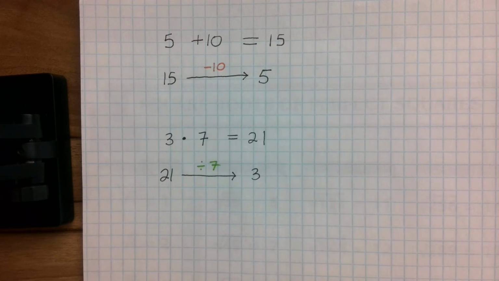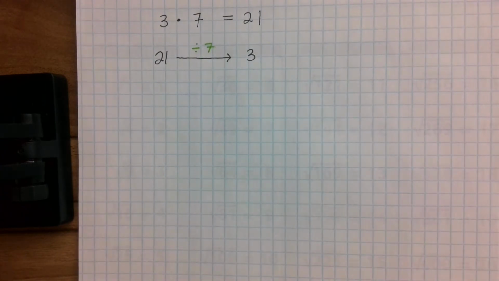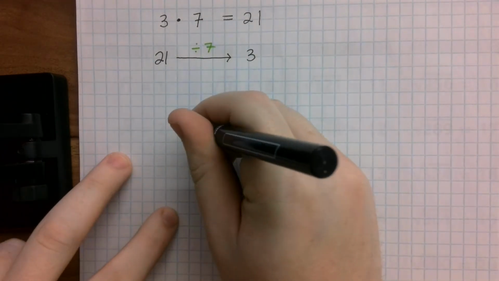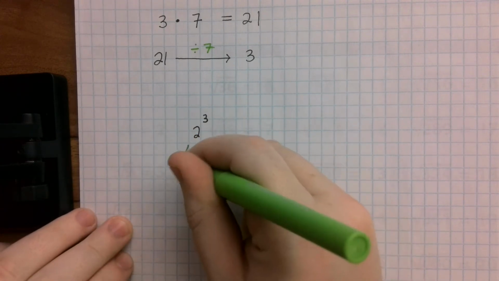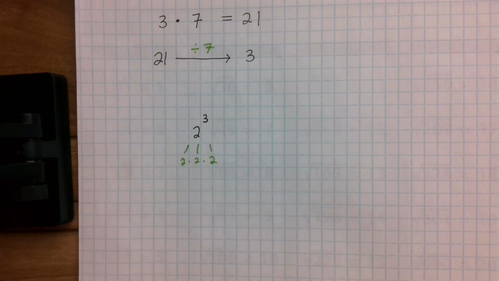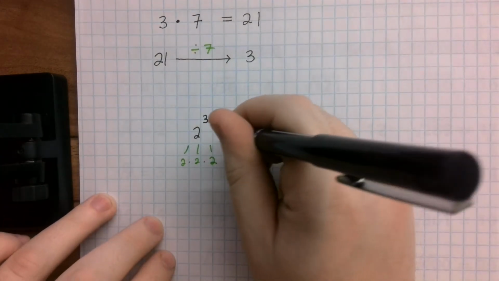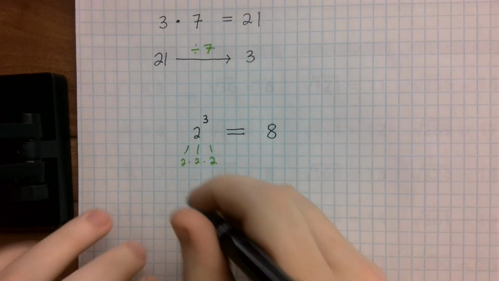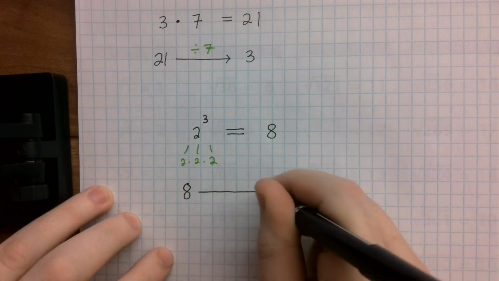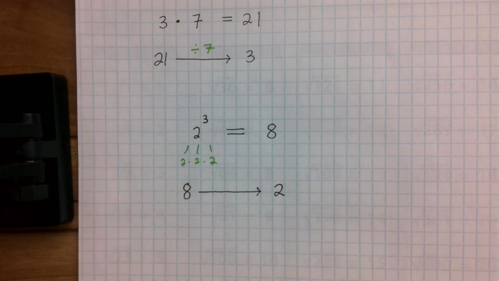But we do right now have something that we don't know how to undo. Let's say we take 2 to the third power. Well, we know that this is 2 times 2 times 2. 2 times 2 is 4, and that times 2 gives us our answer of 8. But we don't yet know a way to go backwards from 8 and get to 2. This is where radicals come into play.